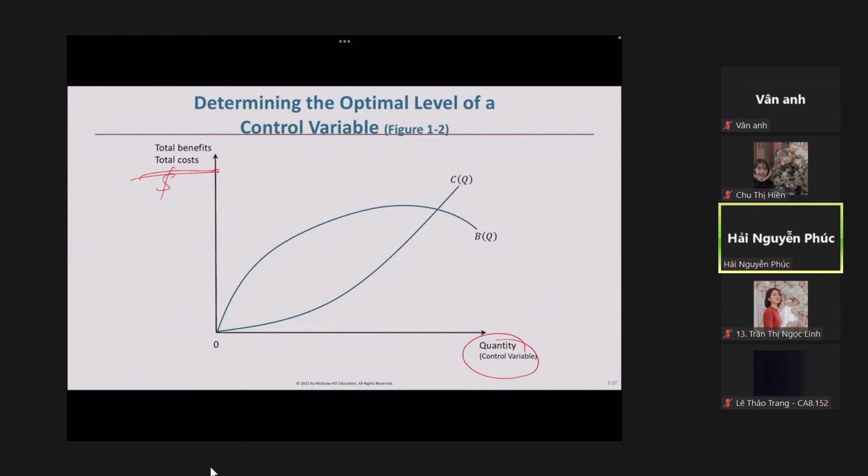If you look at this graph, you can see that here is the benefit curve, here is the cost curve. Based on what we have discussed, when I say the marginal benefit is the derivative of the benefit function, it means that the marginal benefit is the slope of the benefit curve. Do you understand this point?